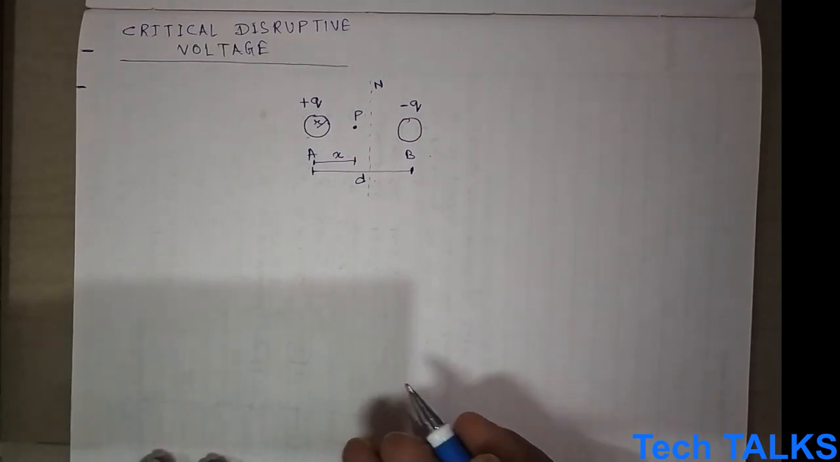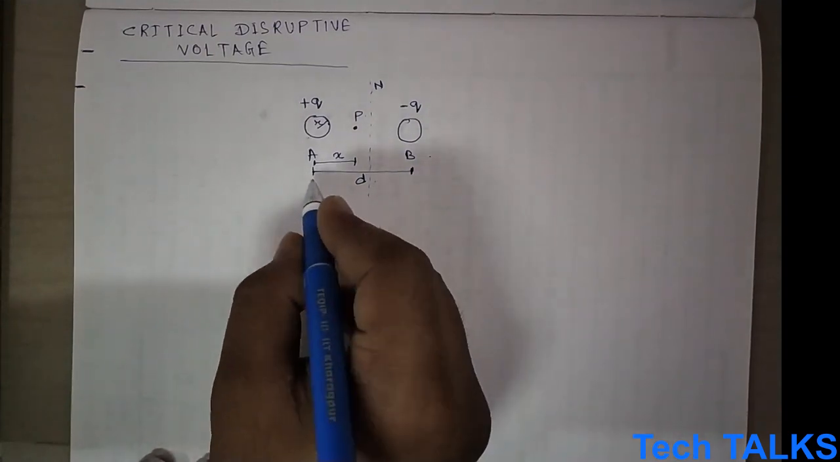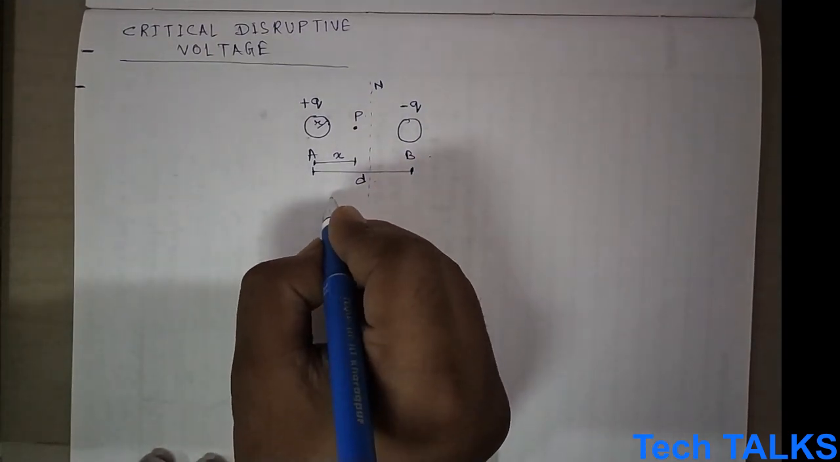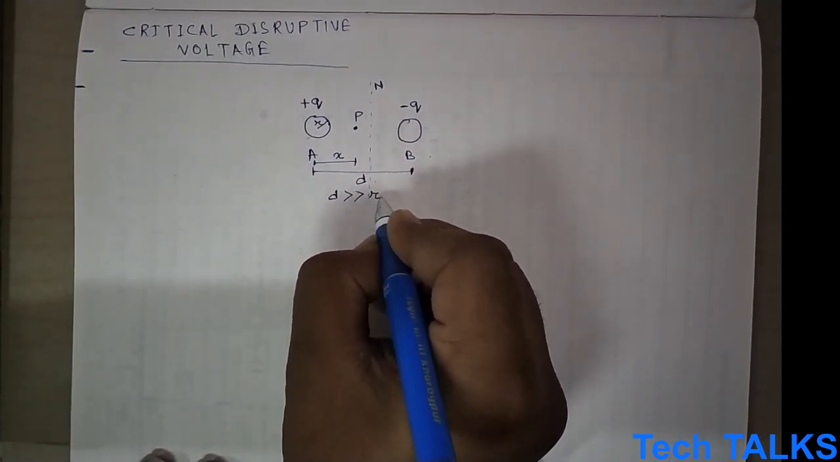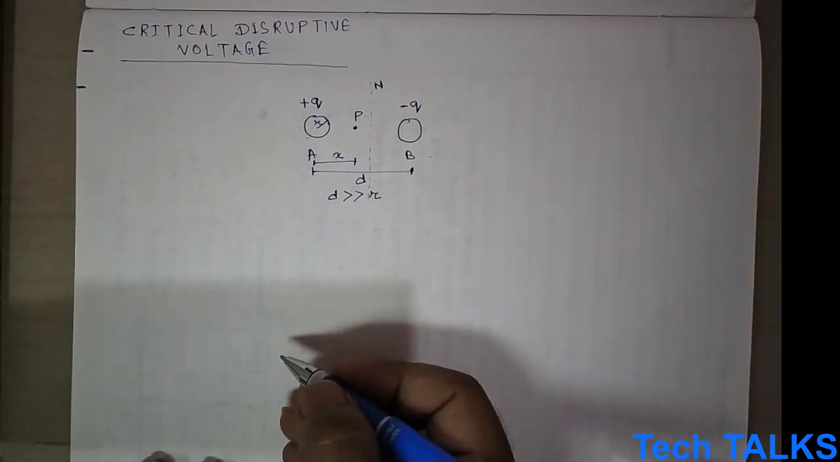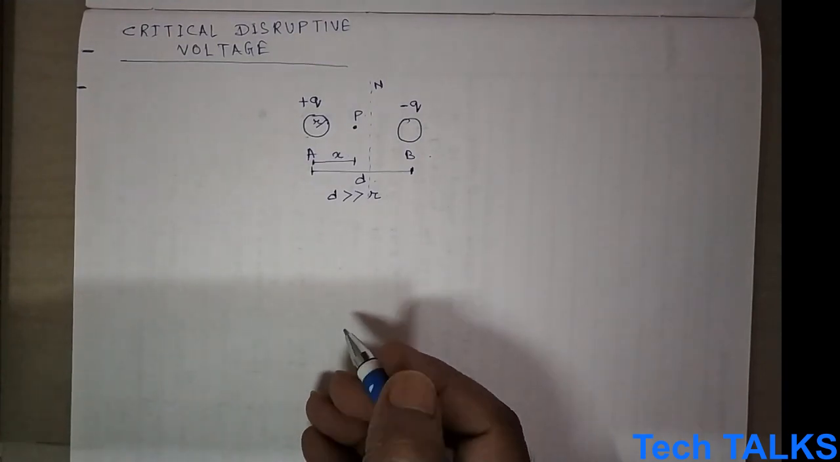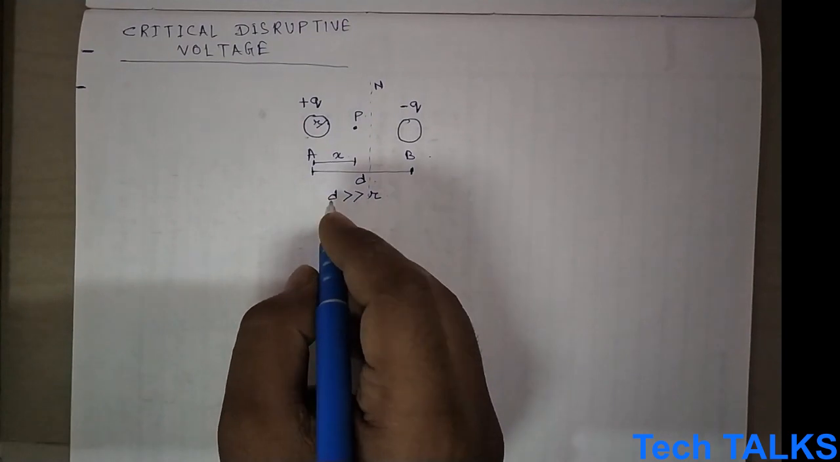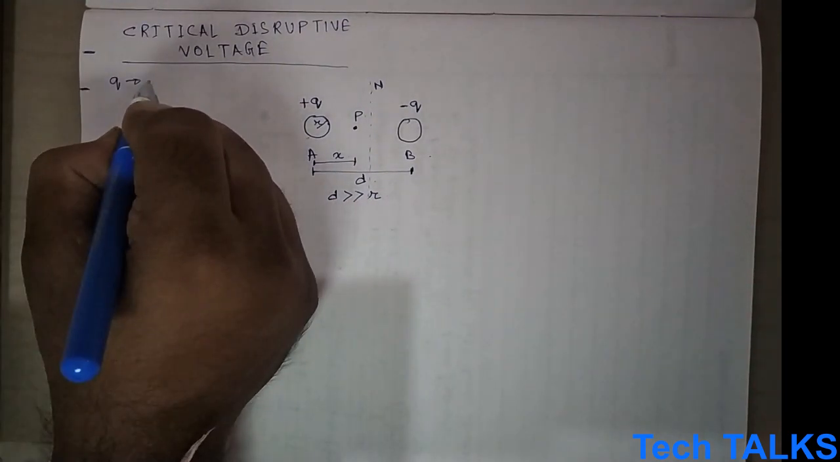Now the distance between these two conductors, D, this is to be kept in mind, is quite larger than the radius r of both the conductors, that is the radius of each conductor. Okay, and q is the charge per unit length.